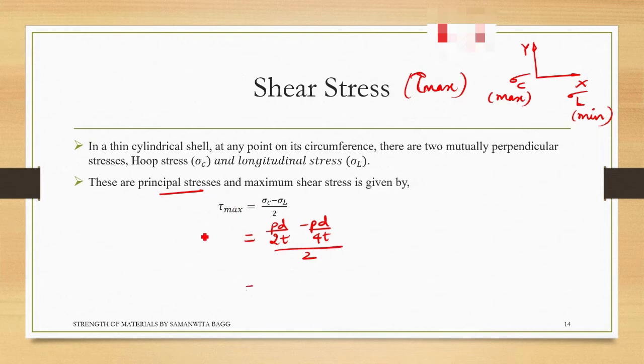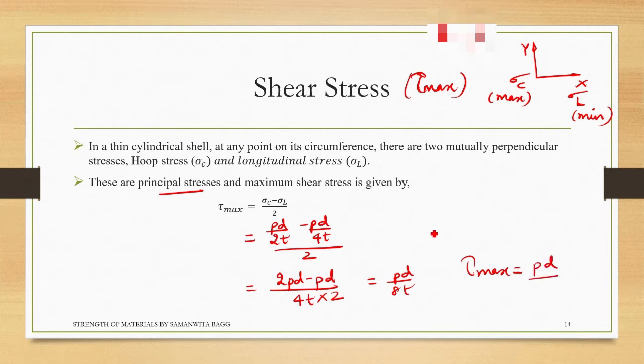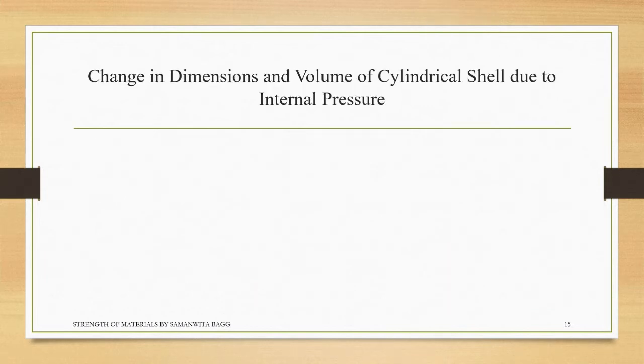Let's take the LCM over here. So 4t becomes the LCM for both of them, and this will be multiplied with 2. So 2Pd minus Pd, and this 2 is also there. So this becomes Pd upon 8t. So I can say that the shear stress for a thin cylinder is given as Pd upon 8t. This is another formula which you can note down, which will be required for solving numericals.